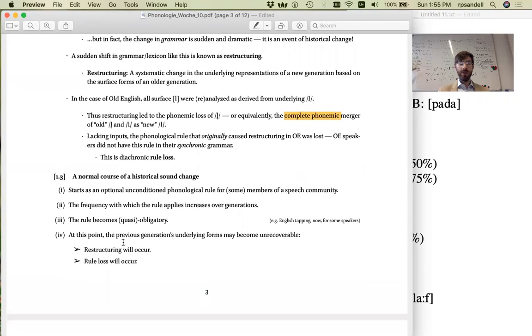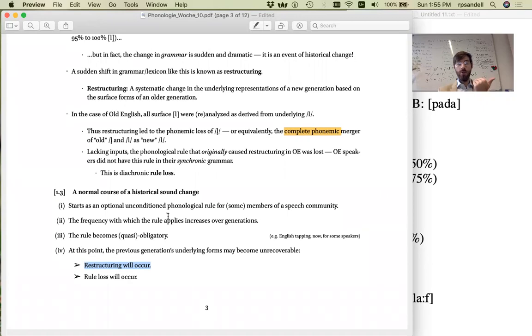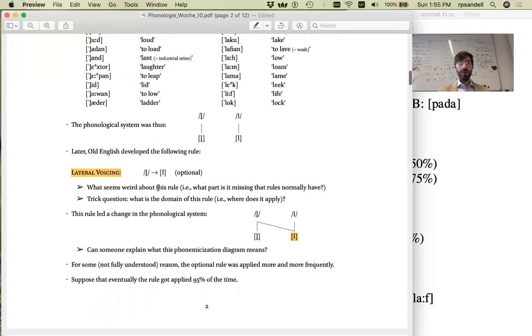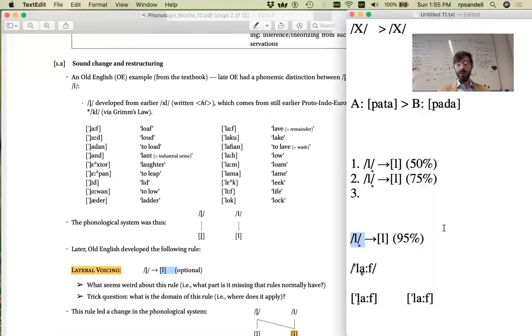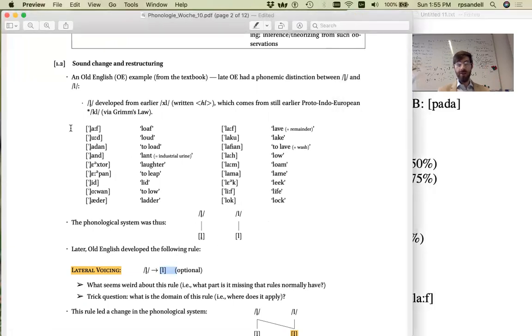When these rules become obligatory, then the following steps will occur. Restructuring of the underlying representations involving the affected sound will occur, and the rule itself will be lost as well. It's precisely what we described for Old English. Once speakers believed that all of the instances where earlier there was an underlying voiceless lateral approximant were always being pronounced with a voiced lateral approximant, they had no reason to believe that the underlying representations of these words, like loaf, loud, lid, ladder, contained any sound other than a voiced coronal lateral approximant.